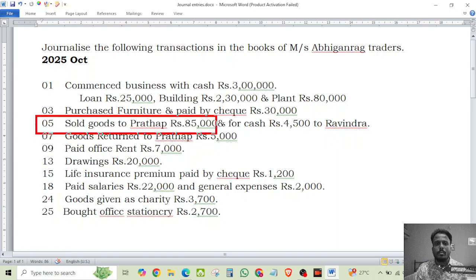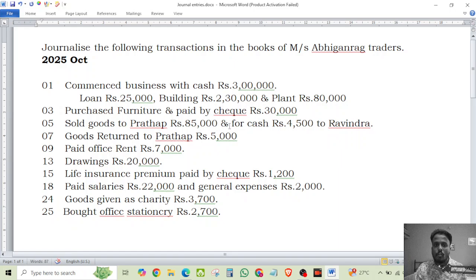Sold goods to Pratap rupees 85,000. Here the goods are sold to Pratap on credit basis, because they have used the word "and" in the middle. So from here we'll write, and for cash 4,500 to Ravindra. For Ravindra there is a cash transaction, not for Pratap. So whenever a name is involved, we have to assume it as a credit transaction. First we'll pass the journal entry for Pratap, then for Ravindra.